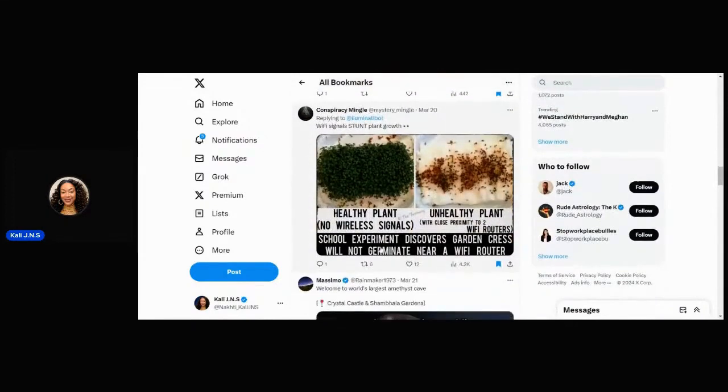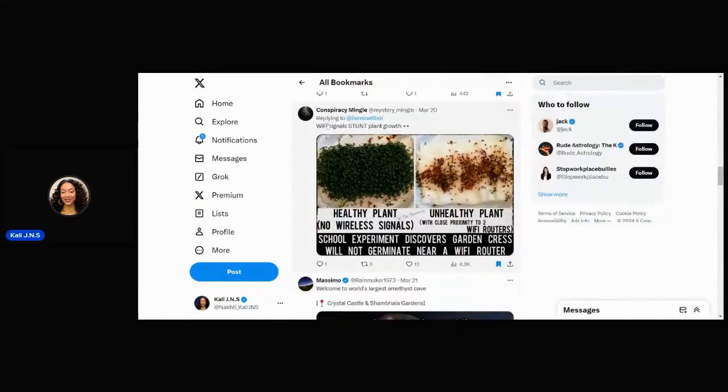Now let's look at this. Healthy plant, unhealthy plant. This is the Wi-Fi signals. So look at it where there's no wireless signals, and then look at it where it's next to Wi-Fi routers. You see the difference? The school experiment discovered that garden cress would not germinate near a Wi-Fi router. It's right in front of you.